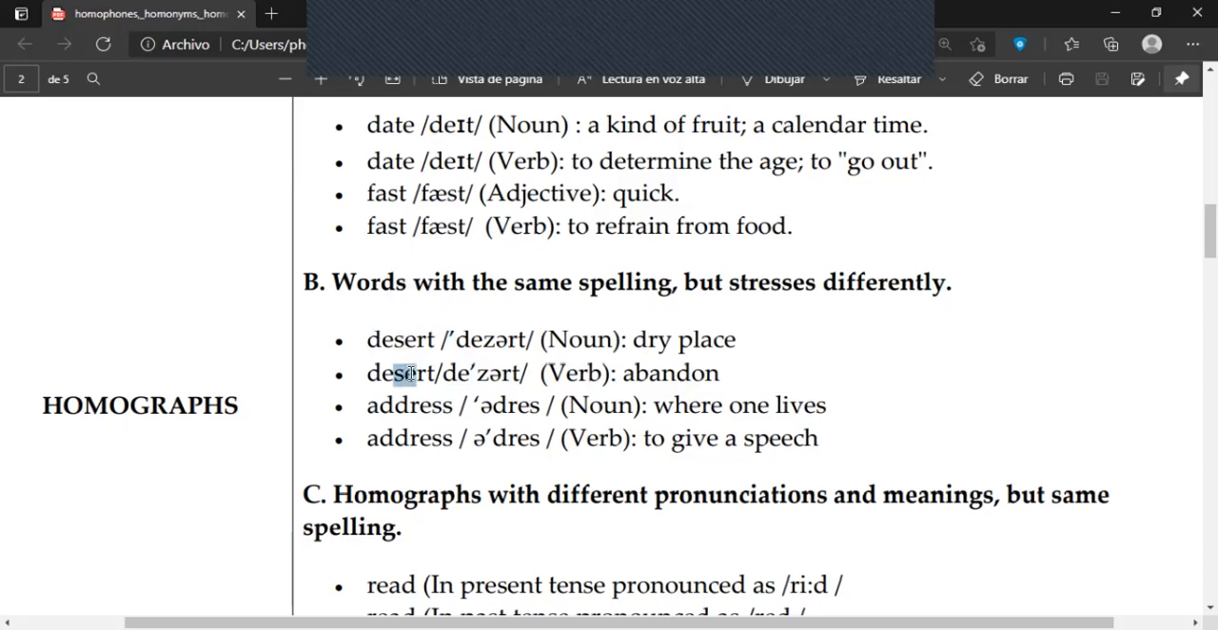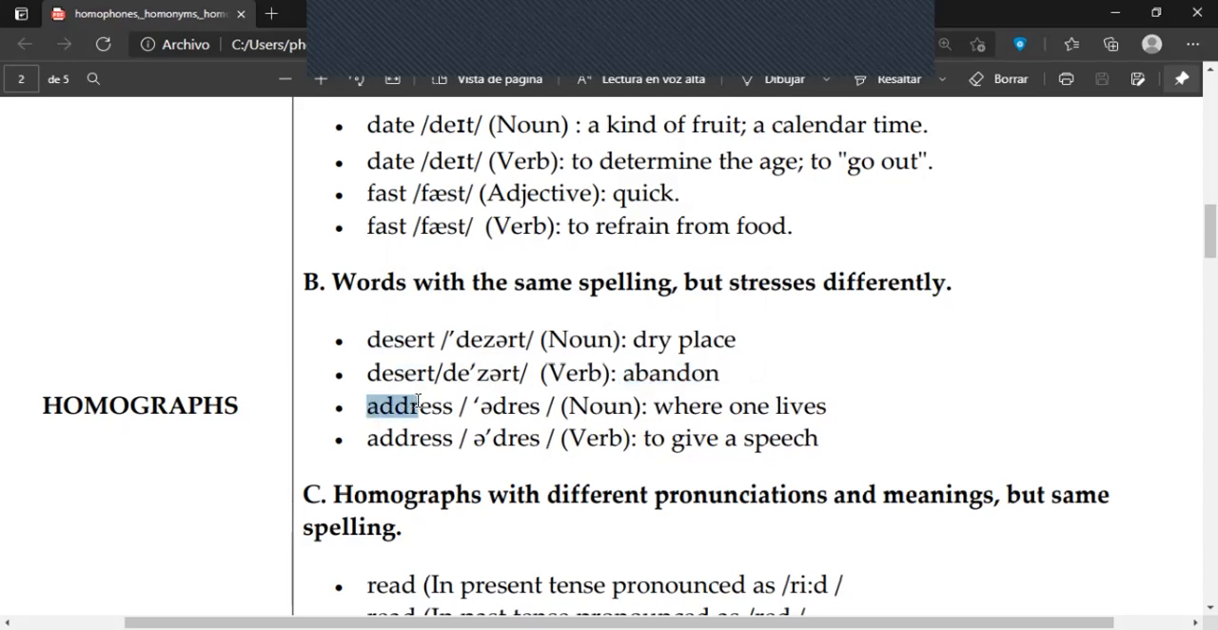Desert, dessert, desert, desert. When you say desert, they're talking about the dry place, like the Mojave Desert in Nevada. And the action of leaving, to abandon or leave behind, is desert. He deserted from the army or the navy.